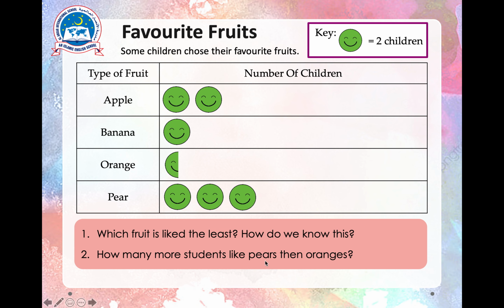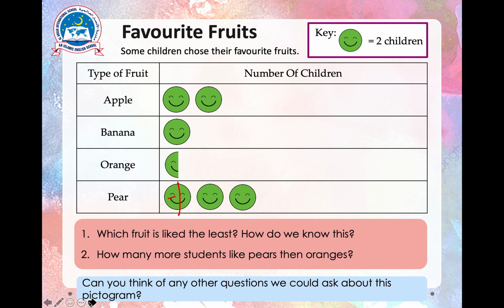How many more students like pears than oranges? So here we can cross out one half, and now we can count how many extra. So here we have 1, which is 2, 4, 5. So 5 more children like pears than oranges. Try to think of other questions that could go with this pictograph.